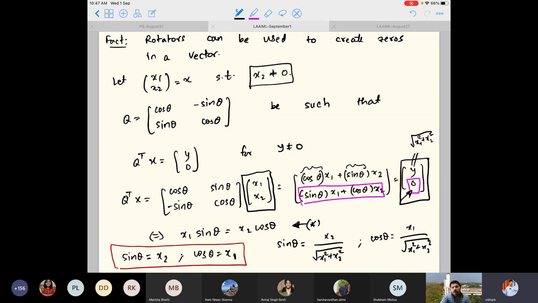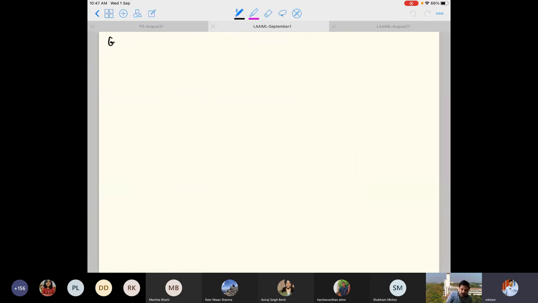So now, once you have this particular understanding, what are we looking at? Given a matrix A in R 2 by 2. So A is basically equal to A11, A21, A12, A22, correct? So this is what you have as your matrix A.